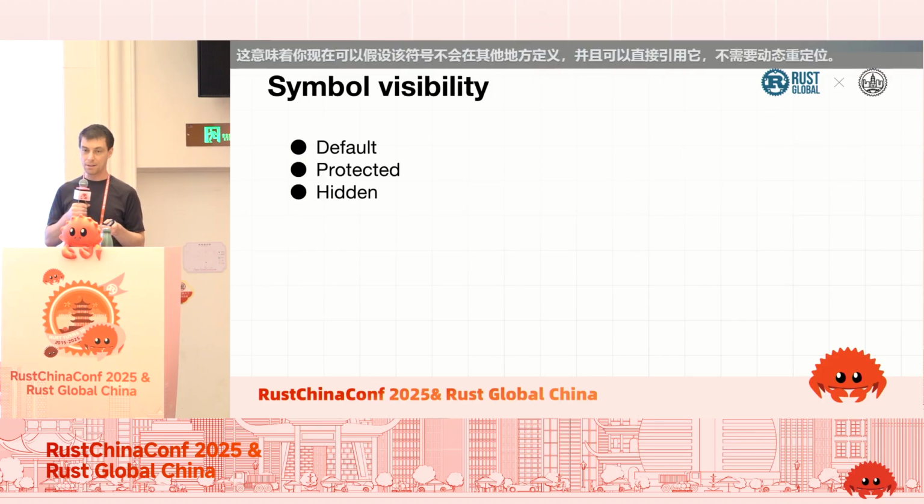Hidden visibility means that the symbol cannot be accessed by other shared objects. So it's effectively like local, but for shared objects.